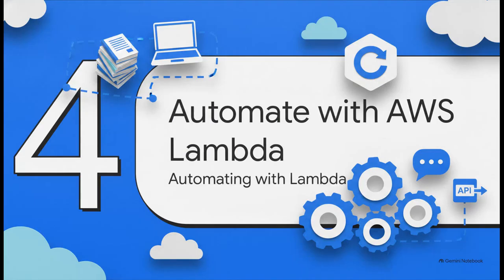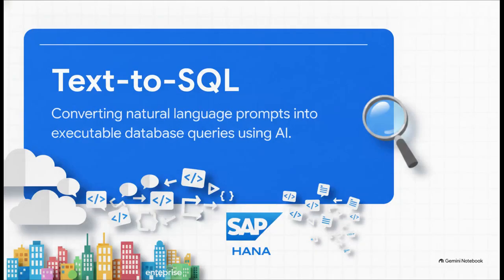Section 4, Automating with AWS Lambda. Now for the technical climax of our explainer. Everything we've seen so far in the SageMaker notebook is brilliant for a data scientist. But how do we actually scale this for the entire business? Well, we do it by packaging these conversational capabilities into a reusable, automated API.